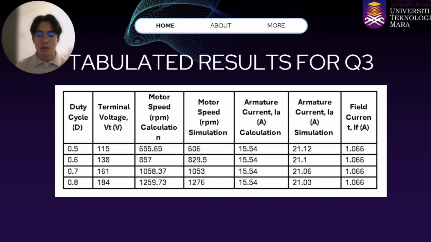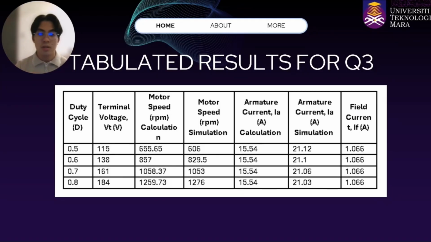Based on the analytical calculation and the simulation, this is the tabulated result for question number 3. As we can see here, all the values similarly linearly increase together as the duty cycle increases. As duty cycle increases, the terminal voltage will increase, same as the motor speed. But for the armature current, they will stay the same around 50.4 throughout the simulation.